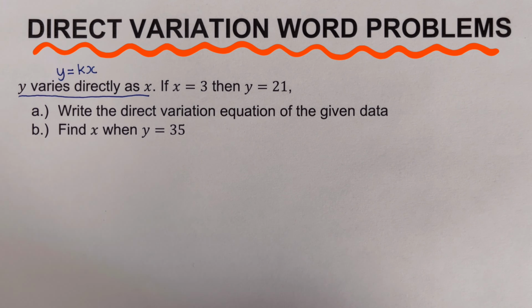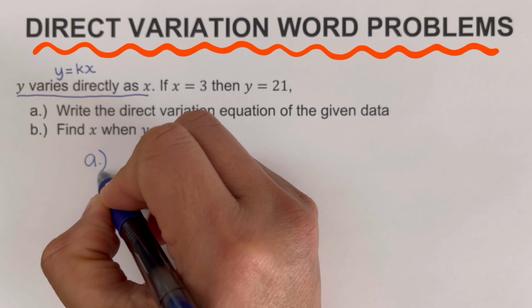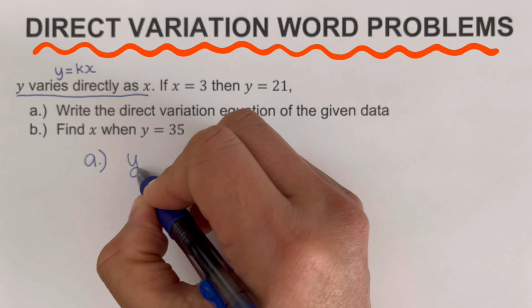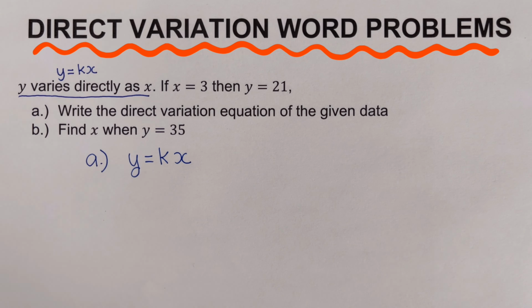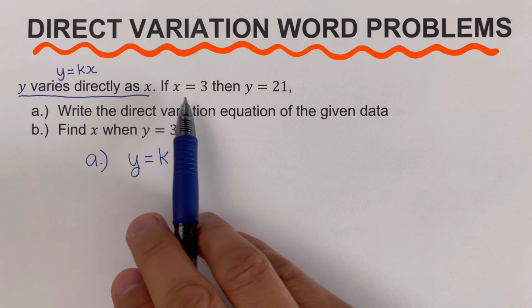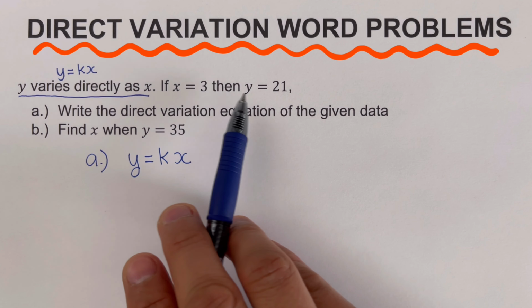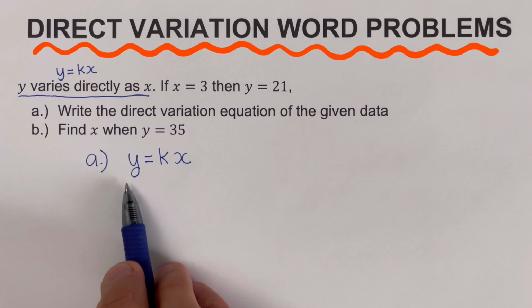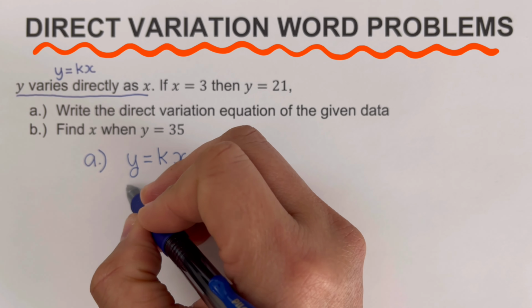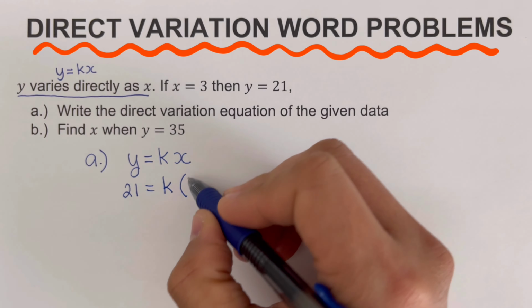And so we can go ahead and solve for letter A. I'm going to show the work on the bottom right here. So that is again y equals kx. We are supposed to write the direct variation equation for the given data. Our x is 3 and our y is 21. So we plug the 21 into the y, because that's what it says. So 21 equals k times our x, which is 3.